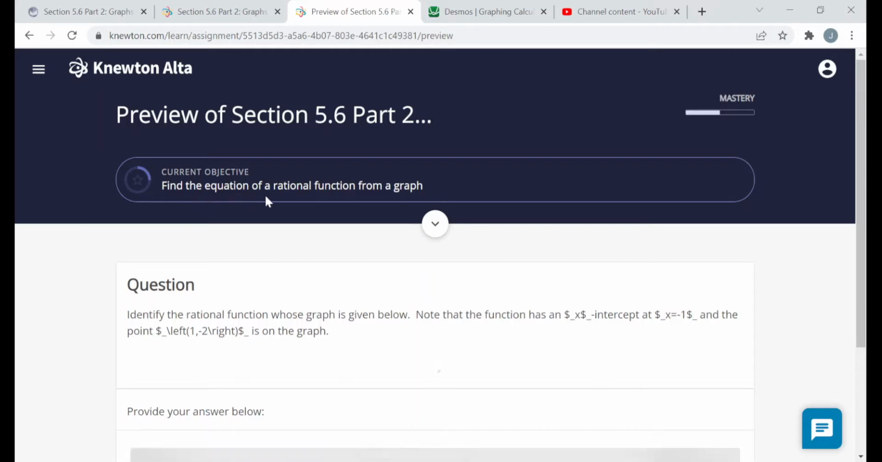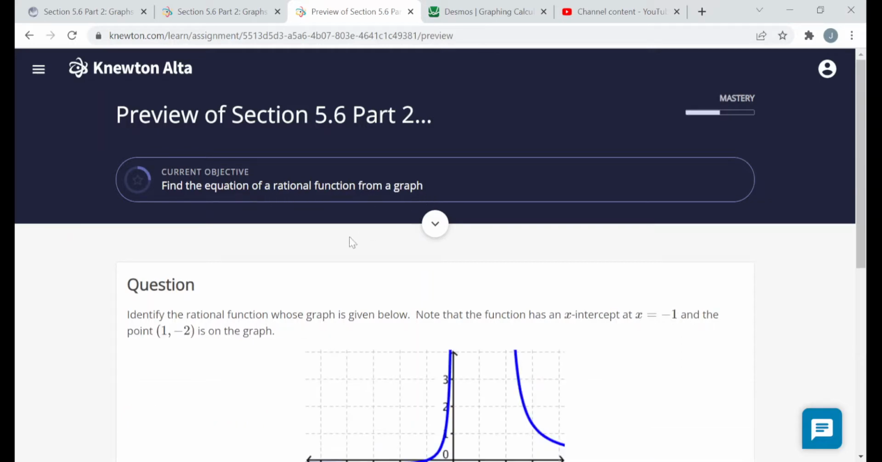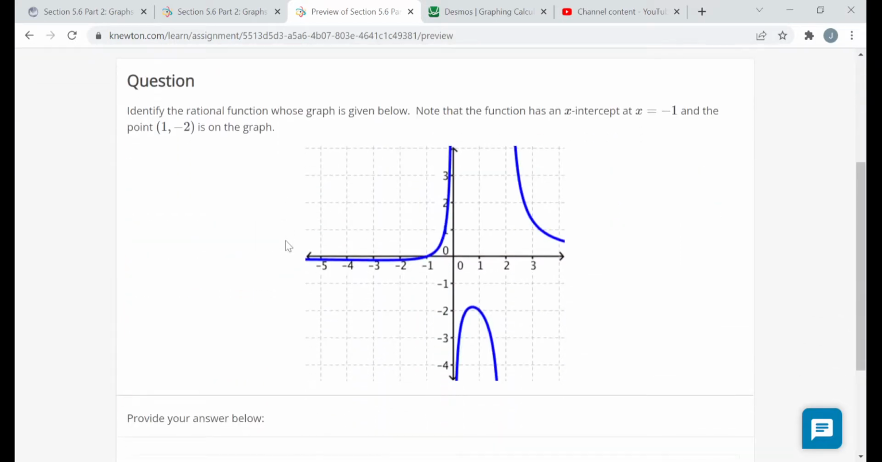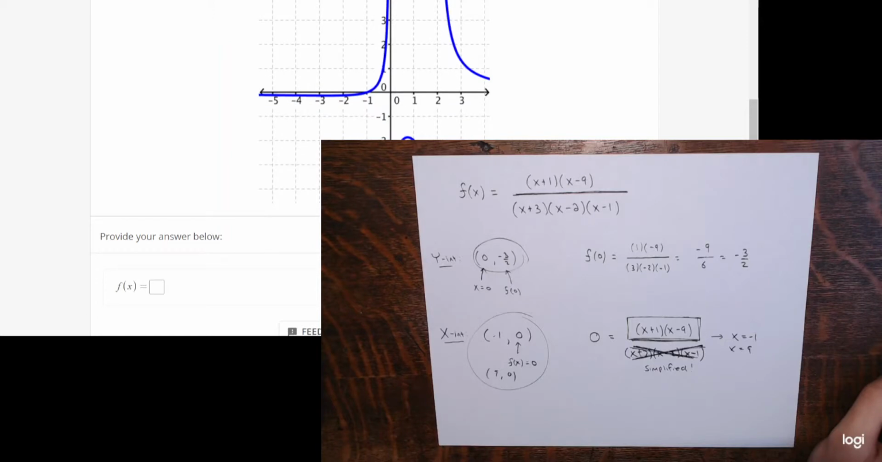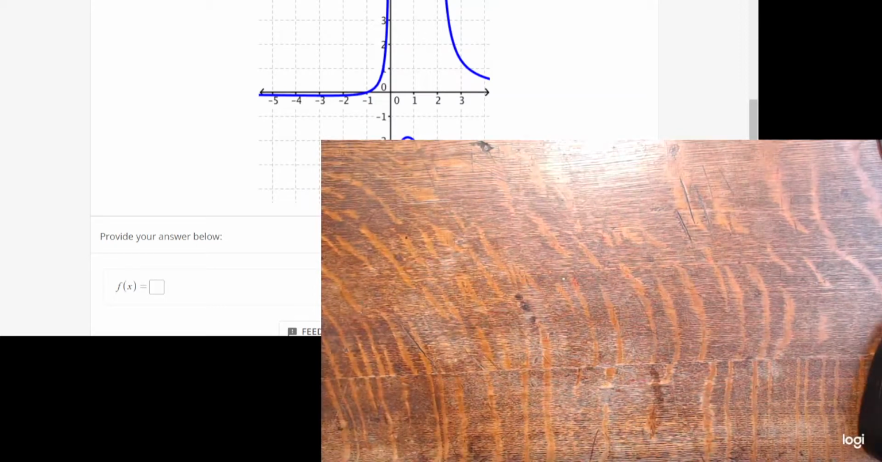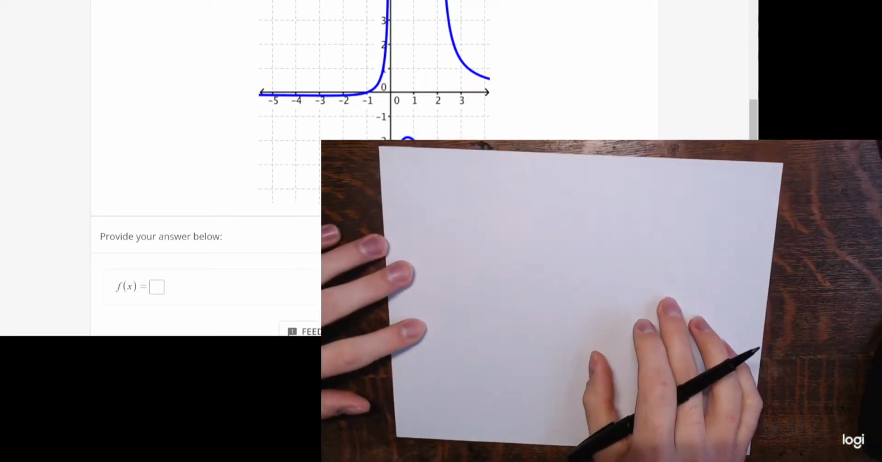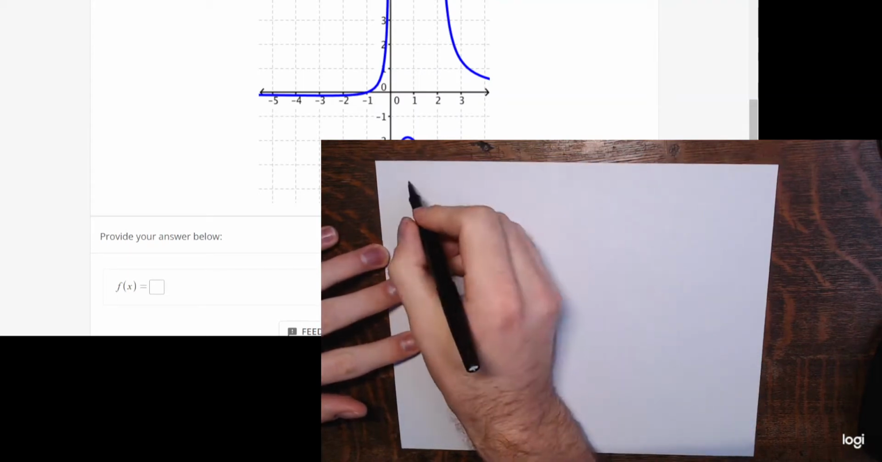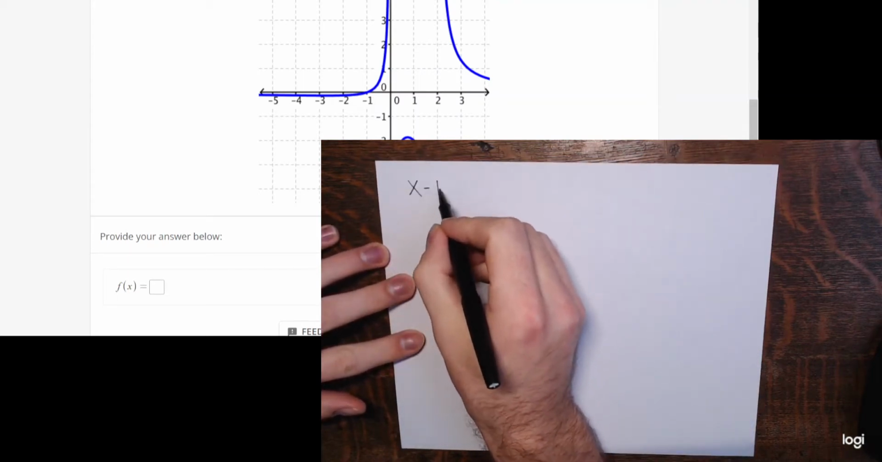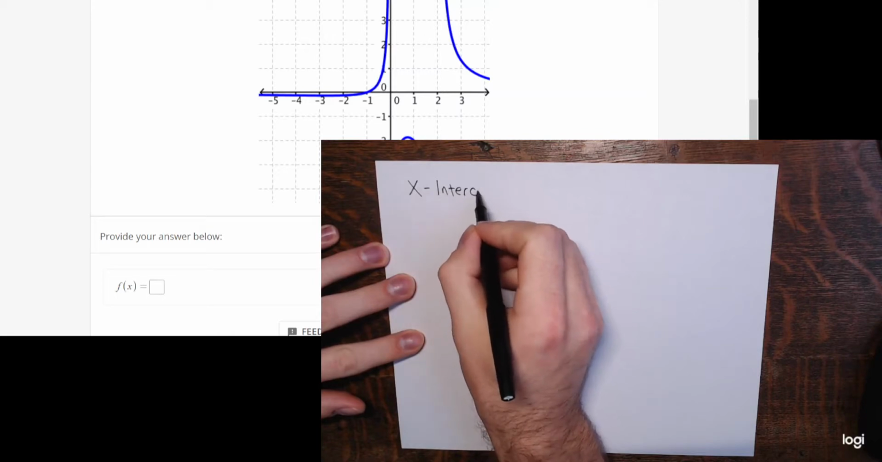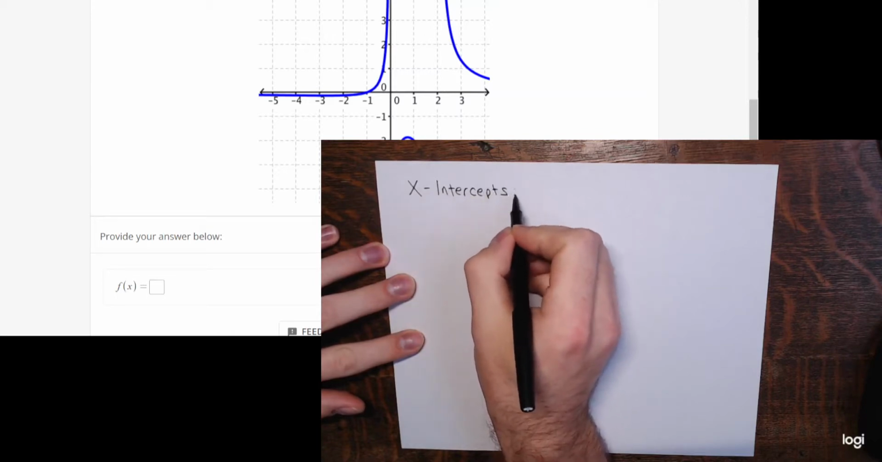So now find the equation of a rational function from a graph. All right, so again, I'll do this. Let's see if we can see my paper and put the graph up here a little bit. You can see a little bit of it. All right, so this one, and I want to point out the x-intercepts. Hopefully I'm writing big enough for you. And once I write out all the pertinent information, I'll make the paper bigger.